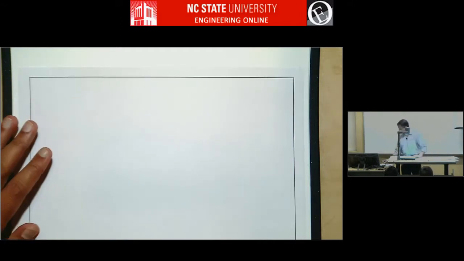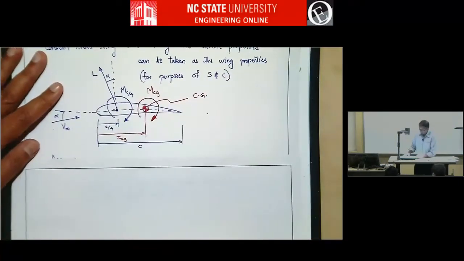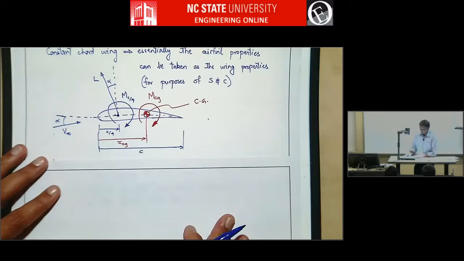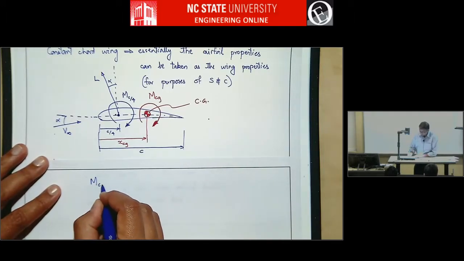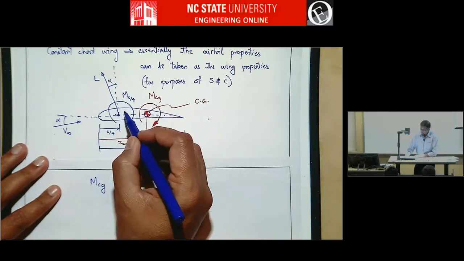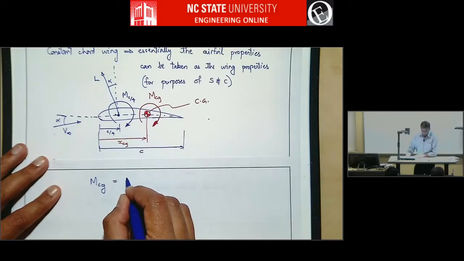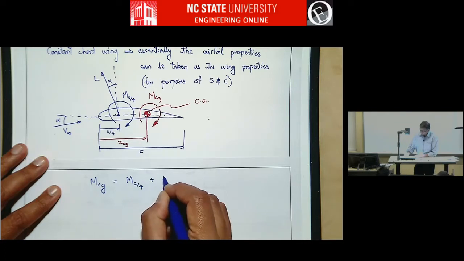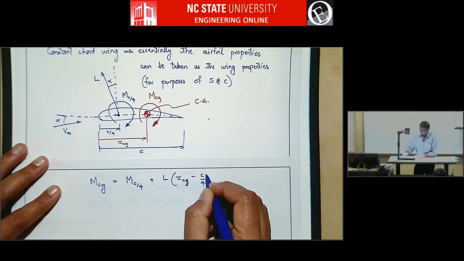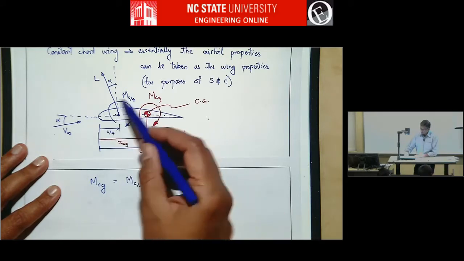So we now have to write the expression for the moment about the CG. So mCG. Anytime you write the moment here, it is this moment plus the lift times moment arm, right? So mCG is mc over 4 plus L times xCG minus c over 4. So this moment arm is xCG minus c over 4, and the mCG carries over.